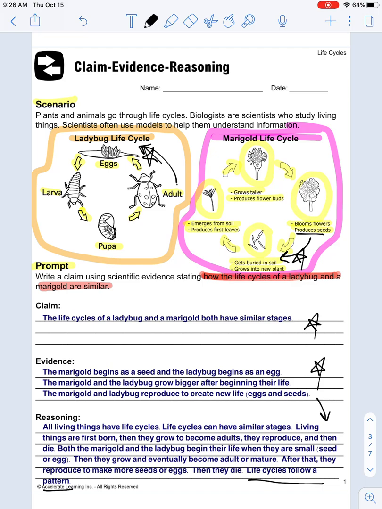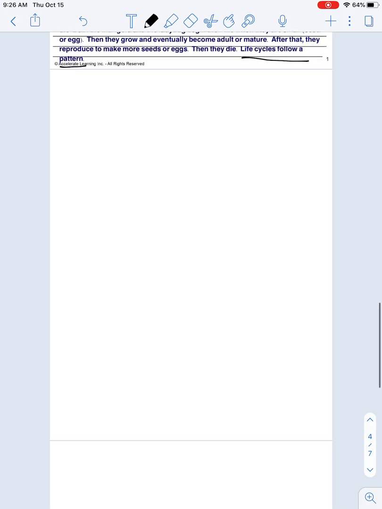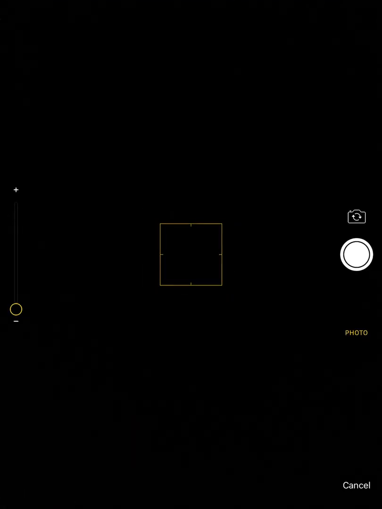When you are all done with your claim, your evidence, and your reasoning, you're going to go to Notability and start a new note. You're then going to click this plus sign, camera, and take a picture of the paper you just wrote. Once you insert that picture, mine's not going to work if you take it ahead of time. Ooh, it's dark in my room. Let's say I took a picture.